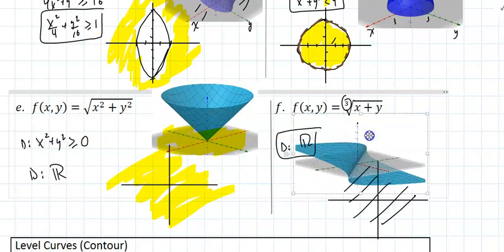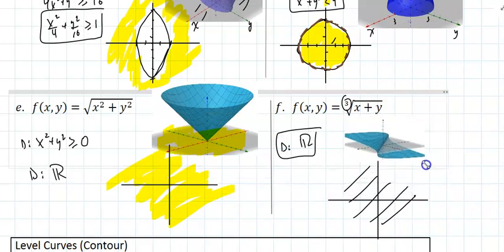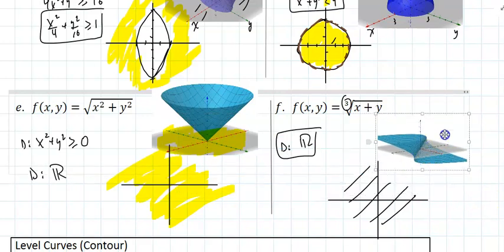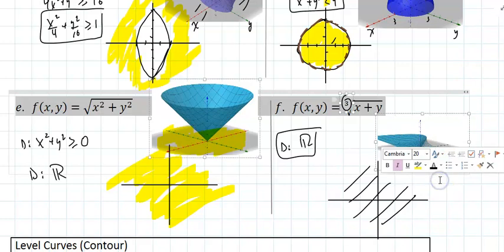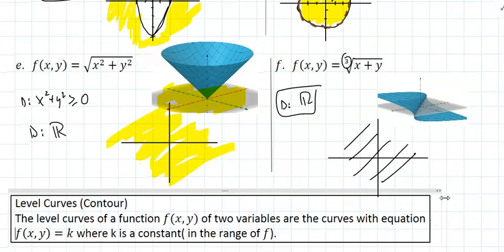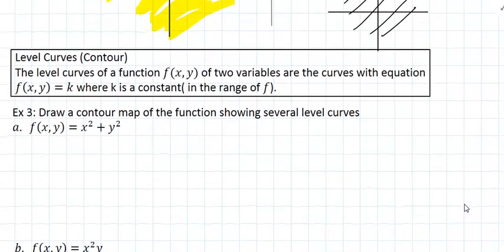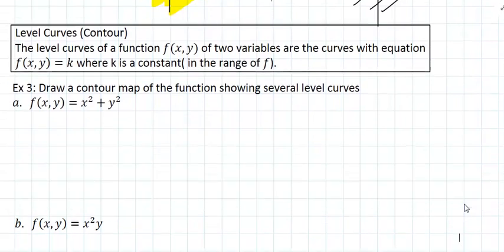Alright, now, again, you're not responsible for the 3D graphs. They're only there to kind of show you what's going on. You are responsible for the following graphs. What's a contour graph? We say level curves or contour.